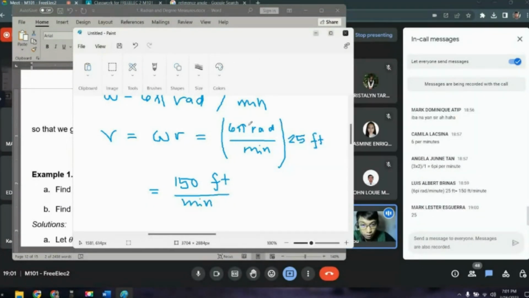And you can always write radian, but since we are now dealing with a straight line, we can already drop the term radian. Question.